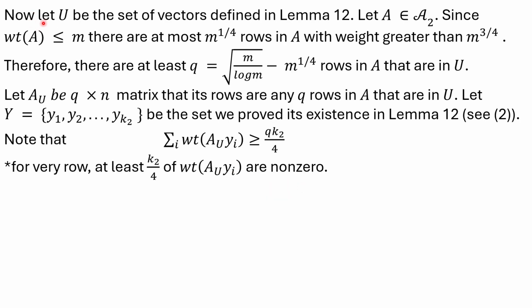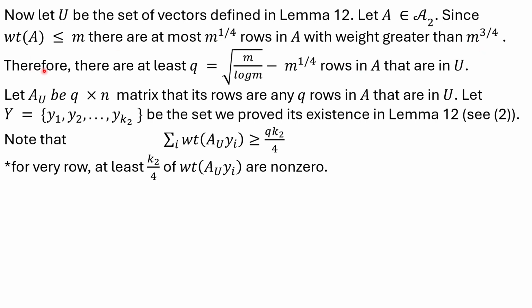Now, let U be the set of vectors defined in lemma 12. Let A, B belong to A2. Since the weight of A is less than or equal to m, there are at most m to the power of 1 divided by 4 rows in A with weight greater than m to the power of 3/4. If there were more than m to the power of 1/4, we can multiply it by m to the power of 3/4 and we'll get more than m entries, which is not correct.